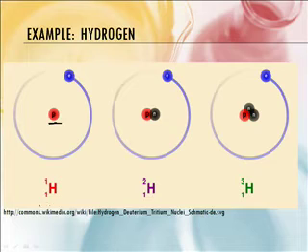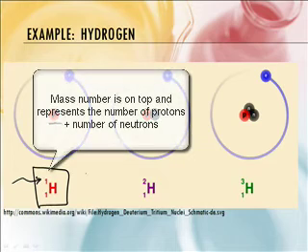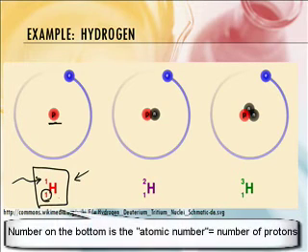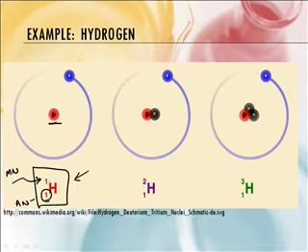So this is hydrogen that weighs 1. The mass number is always written on top here. So the mass number of this isotope of hydrogen is 1. And what's that number on the bottom there? This is the atomic number, and that's the number of protons. So this is the mass number, and this is the atomic number. The atomic number is the number of protons. And so there is just 1 proton and then 1 electron in this atom of hydrogen.